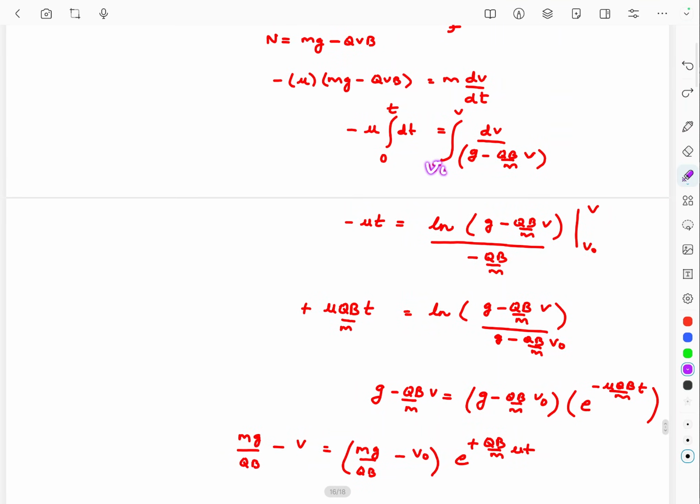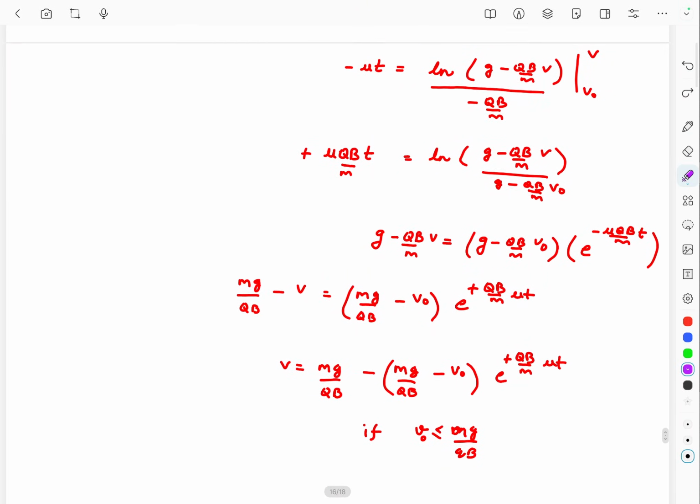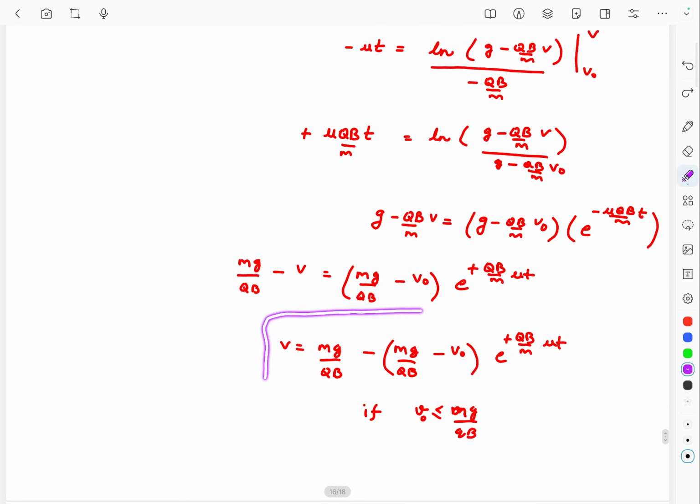The initial limit is v0, and at any general time t, let's say it is v. This is going to be a log integral, and after integration, this is the function of velocity versus time that we obtain. Of course, this is only true if v0 is less than or equal to mg divided by qb. If it is greater than this, then all the equations that we assumed are wrong, right? Friction, normal, none of that exists if v0 is greater than this value.